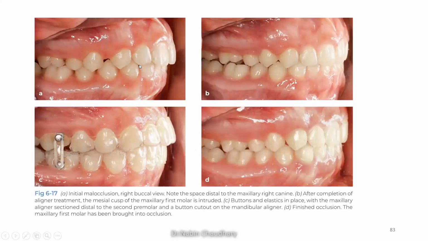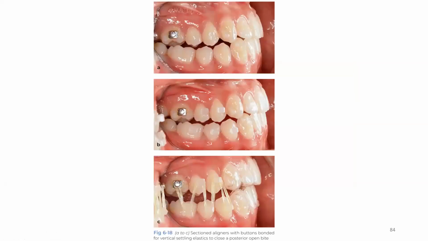In this case, when the space closure was performed through the use of the aligner, there was a generation of posterior open bite in the molar area. What was done is the aligner was cut distal to the second premolar, and the attachment was placed. A lingual button was placed on the first molar of both the maxillary and mandibular arches, and the elastic was used for the correction of the posterior open bite.